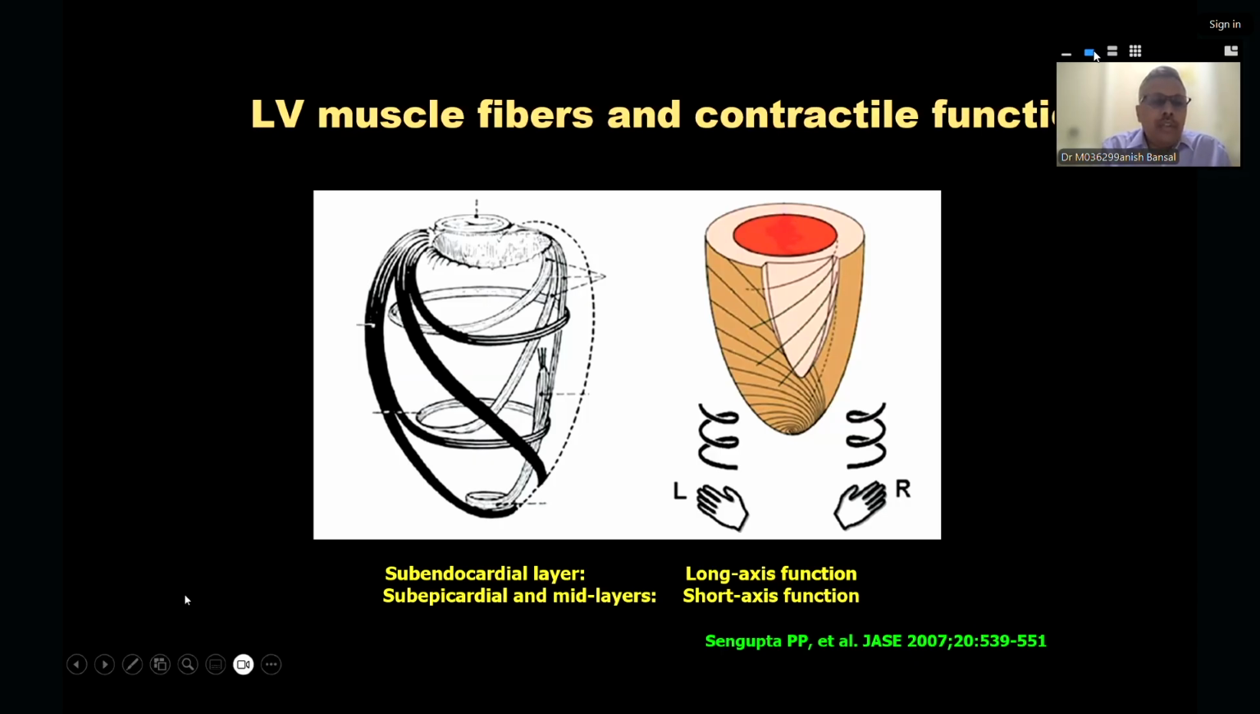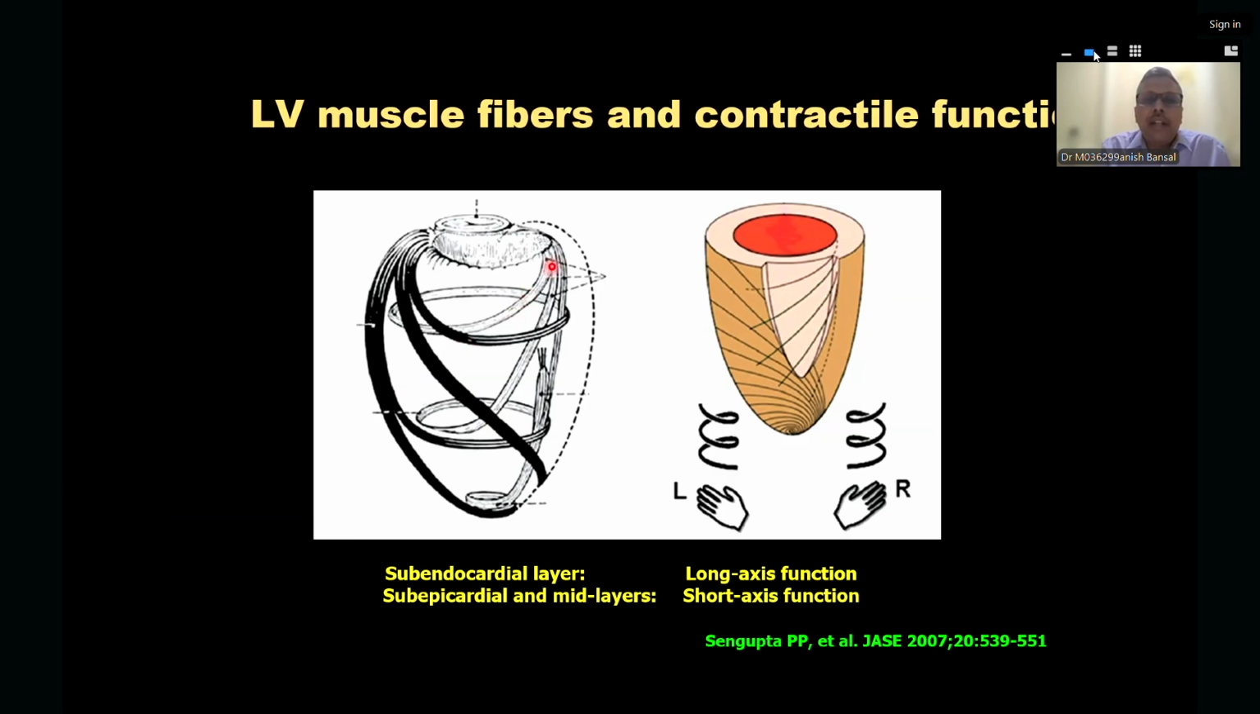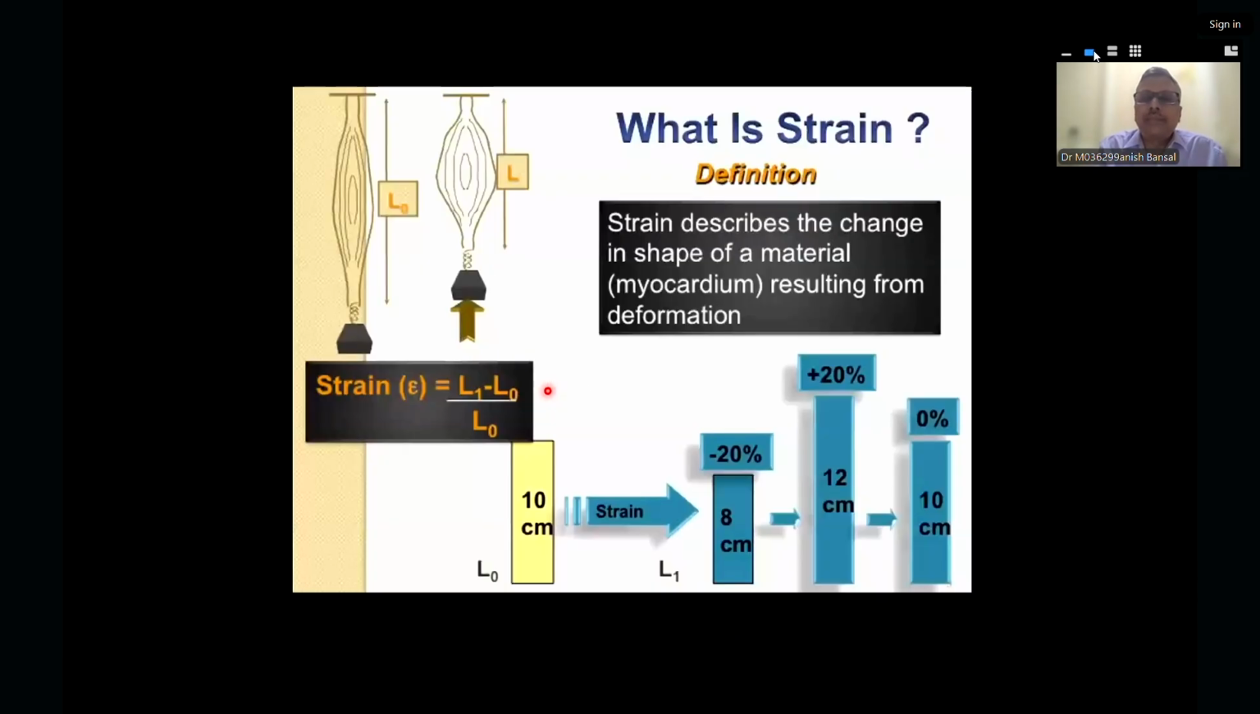Now we need to also remember that because the fibers in the subendocardium are arranged more aligned to the long axis of the LV, most of the diseases cause impairment of longitudinal contraction first, and that's why GLS becomes a very important modality for detecting early myocardial dysfunction.